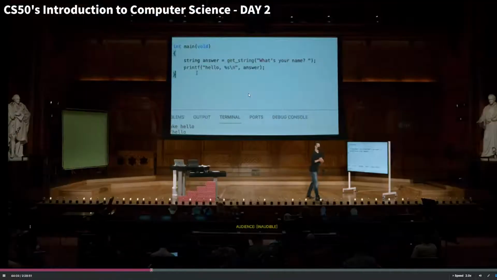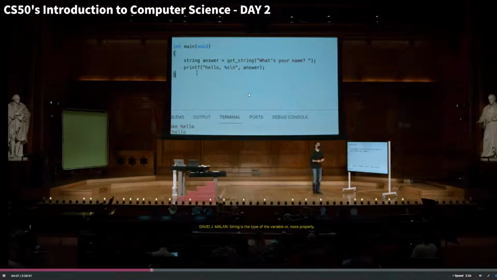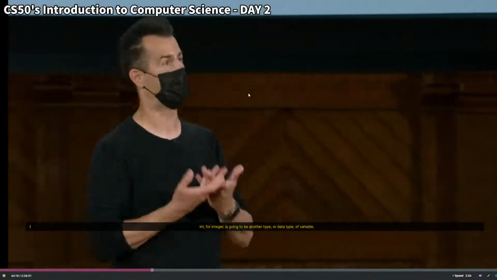String is the type of the variable, or more properly, the data type of the variable. Int is another keyword I alluded to earlier. I haven't used it yet. Int for integer is going to be another type or data type of variable.